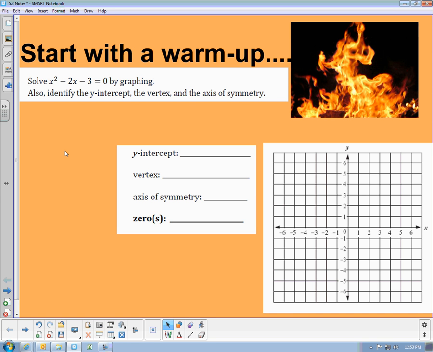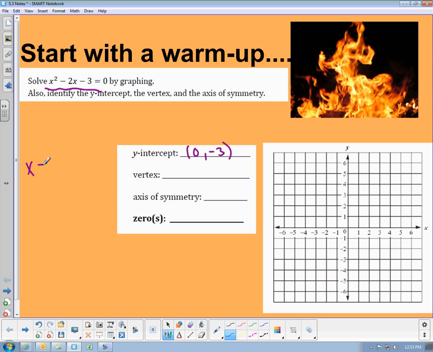So far, we've only solved quadratics using graphing, so let's do a little review of what that looked like. When we would graph a quadratic, we'd look at the equation and look for the points, the y-intercept. The y-intercept is pretty easy to find. It's (0, -3) here. Then we would look for the vertex.